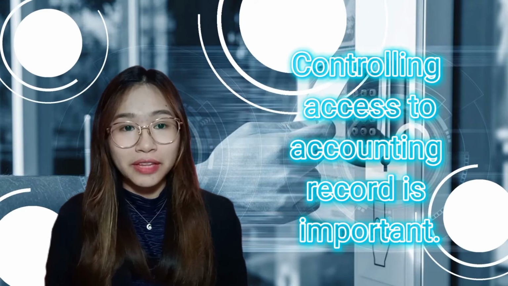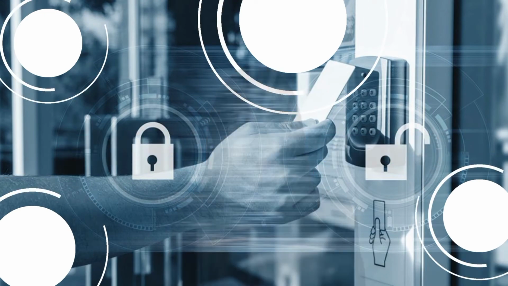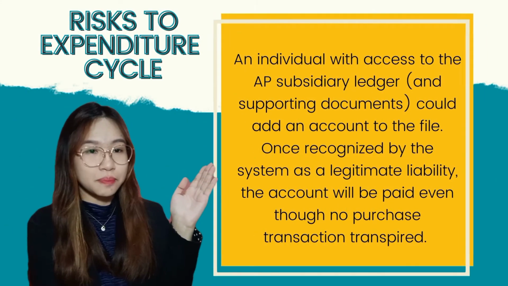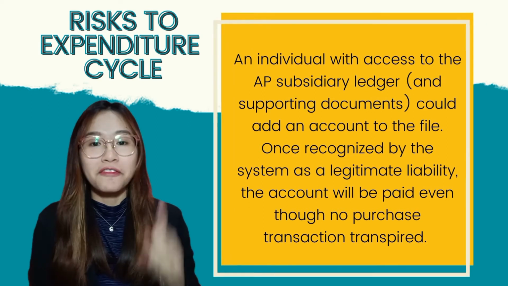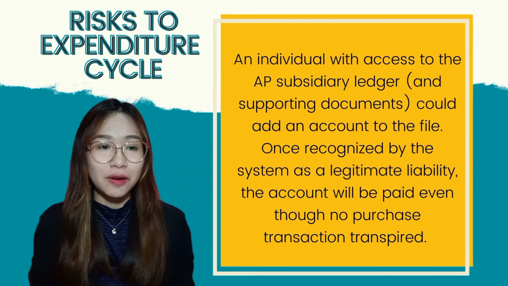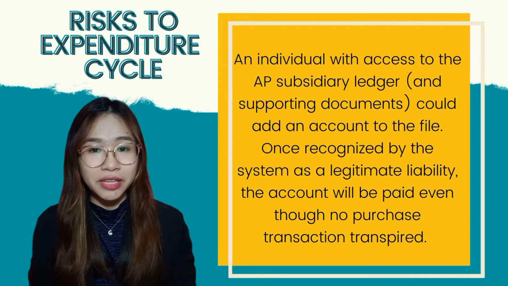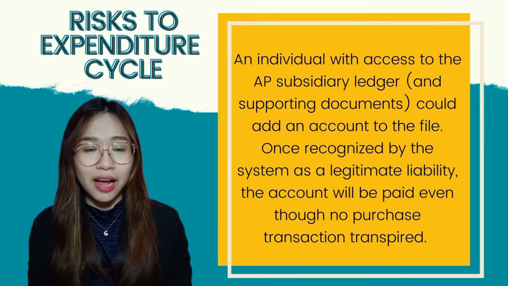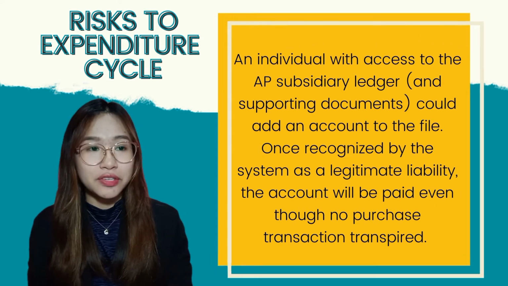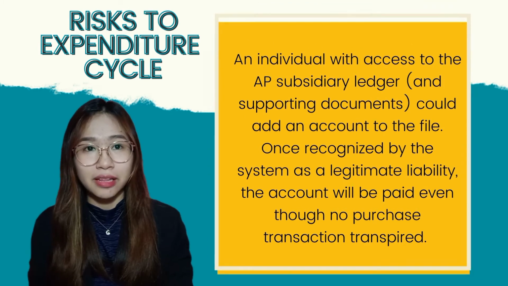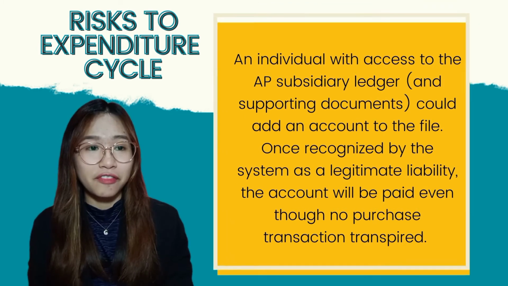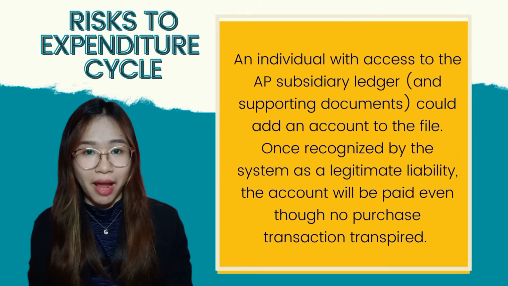Controlling access to accounting records is important. Individuals with unrestricted access to the data can manipulate the physical assets of the firm and cause the financial statements to be materially misstated. These are examples of risks specific to the expenditure cycle. First, an individual with access to the accounts payable subsidiary ledger and supporting documents could add his or her account or someone else's to the file. Once recognized by the system as a legitimate liability, the account will be paid even though no purchase transaction transpired.